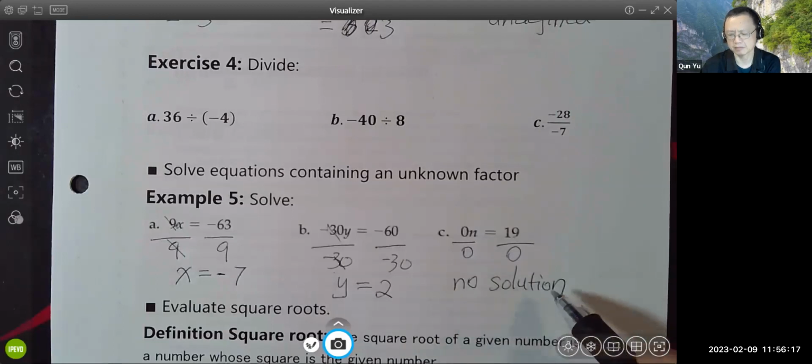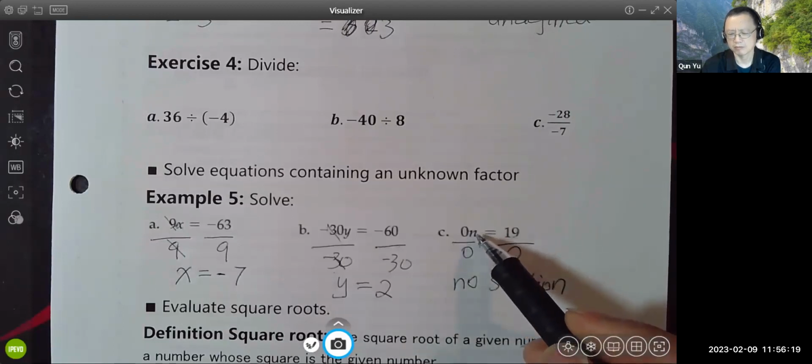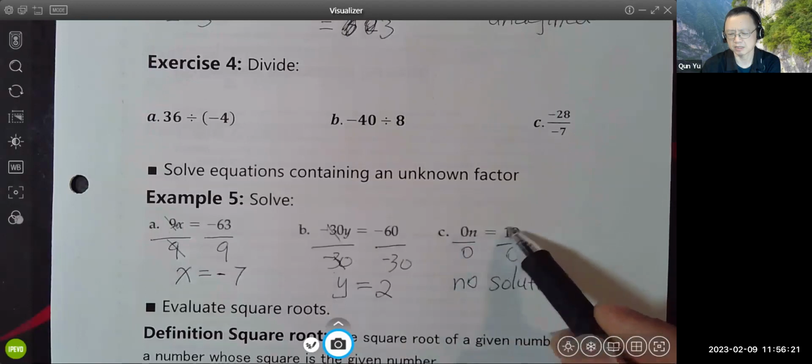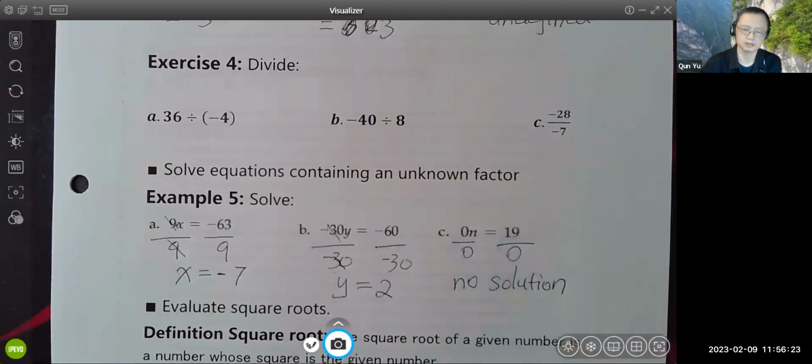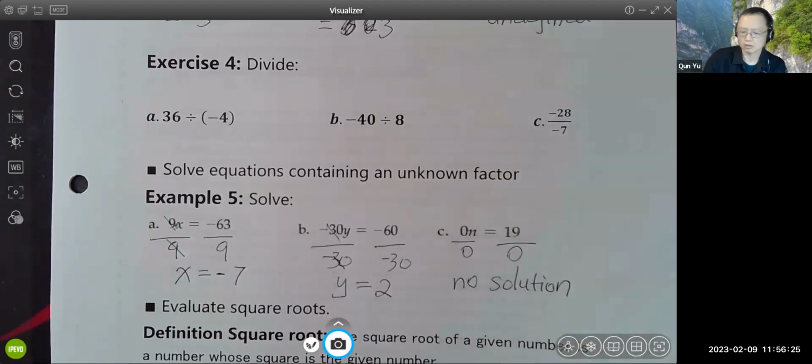Apparently, this is the correct answer, because no number multiplied by 0 will give you something other than 0. There's no solution.